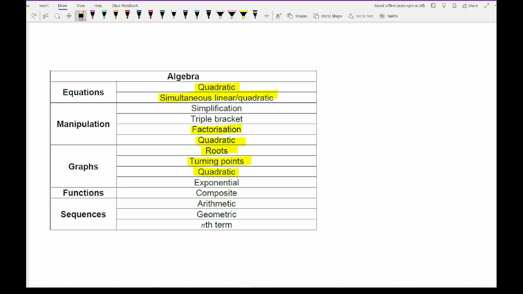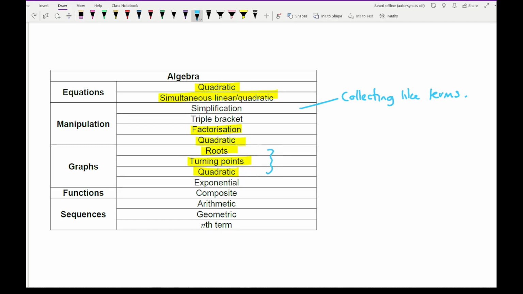Manipulation, simplification, that's basically collecting like terms, which could be involved in any algebraic question, including composite functions. Triple brackets is just exactly that. Factorization, again, is going to be linked with quadratics of just factorizing. Again, could be in a multiple choice question where you've got a single bracket. Quadratic equation, again, more likely it's appearing a lot. So roots, turning points, quadratic graphs, I would say all of these three are going to be in one question. Then exponential graphs, again, is just a case of either recognizing, plotting, and going from there.